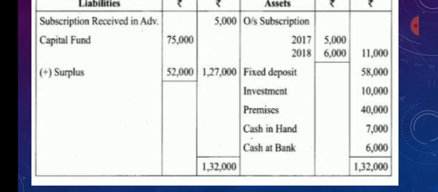Cash at bank 6,000. The cash in hand and cash at bank, if you look in the question, there is a carry down, and that closing value is what we take and write in the balance sheet. So 7,000 and 6,000. So the total value for both sides, the same value 1,32,000, is shown in the assets and liabilities side.